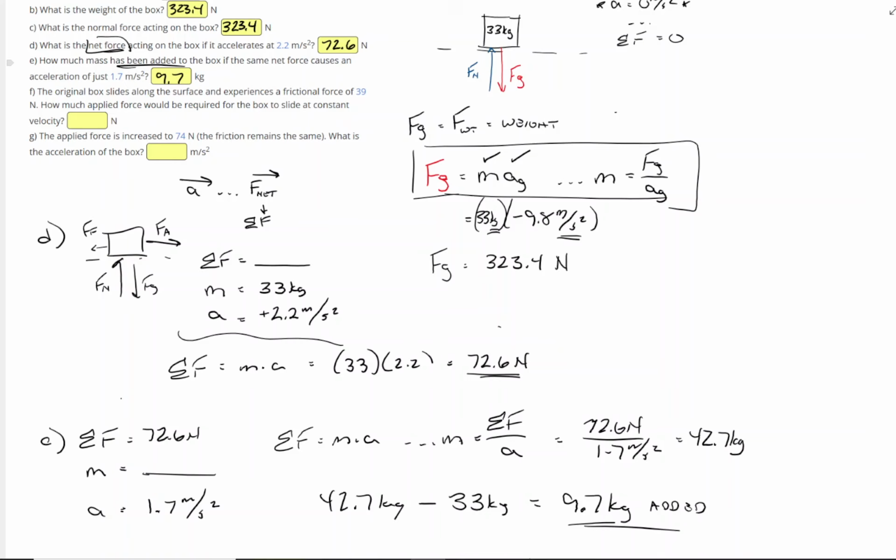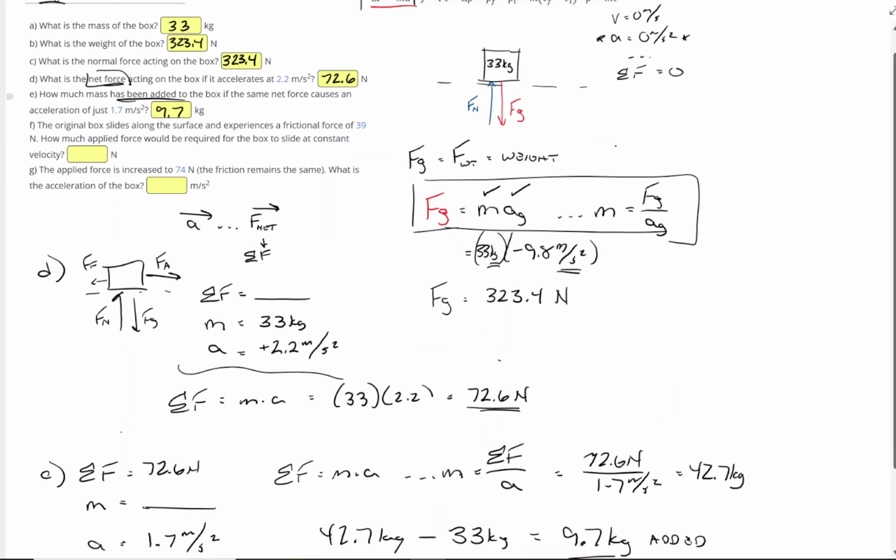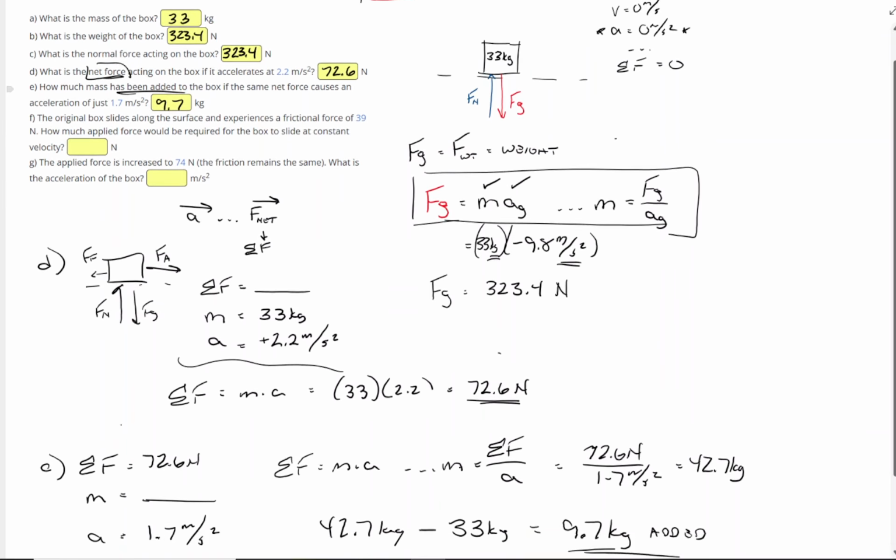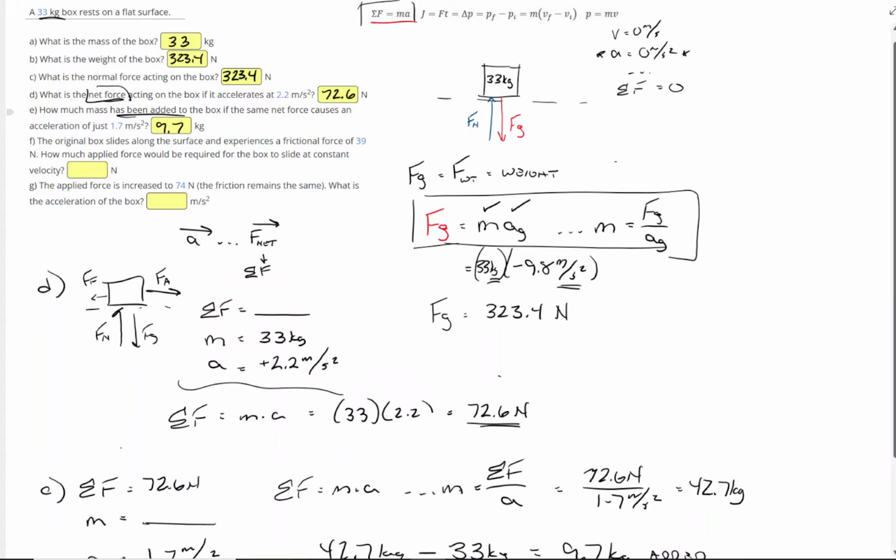All right, let's look at scenario F. The original box slides along the surface and experiences a frictional force of 39 newtons. How much applied force would be required for the box to slide at constant velocity? All right, so I hope you recognize this is, again, a new scenario. These are new forces. It is the original box, so we do know the mass.